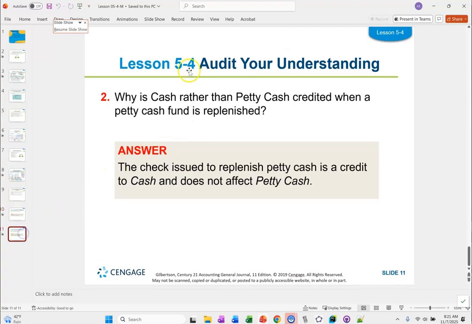And then the last one is why is cash rather than petty cash credited when a petty cash fund is replenished? It's because the check used to issue the petty cash comes out of cash, not petty cash, right? It's coming out of your bank account. Everybody feel cool? All right. Let's stop this guy then.